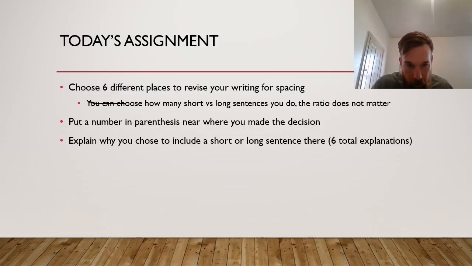So all right, let me see if I can do a better job crossing this out this time. So what you're going to actually do for today's assignment is to choose 6 different places to revise your writing for spacing. Put a number and then explain why you made that change. But you're going to do this for your whole paper, right? You're going to go through and think about how you're going to space out everything because it shouldn't have those block paragraphs. This is the stage where you might start getting rid of scene 1, scene 2, scene 3, and thinking about how do all these things flow together? How am I going to space them? And then how am I going to tie them together a little bit?